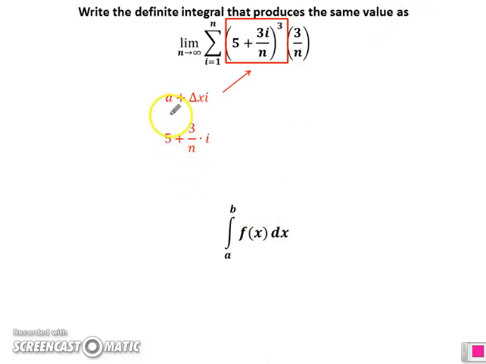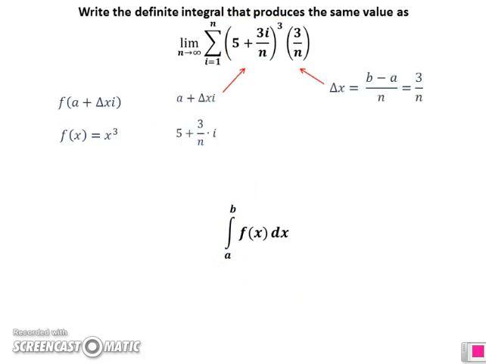The inside now gives you your a value. So look at what we have here. A is 5. Delta x we found was 3 over n, and then the i is always there, because the i, remember, is kind of like the place value. It tells you which rectangle we're on. The first one, the second one, the third one, the fourth one, and so on. So now you know that a is 5. The distance between them is 3. This has to be 8. So here's a summary. We have our delta x is 3 over n, a is 5, and x cubed is our function. Now you have enough information to put it all together.